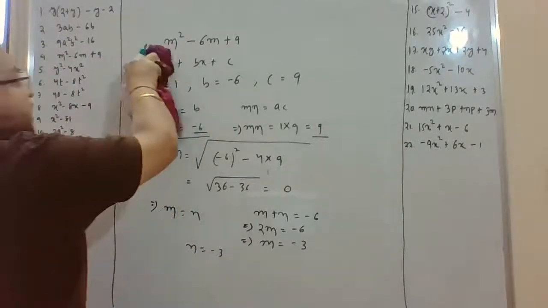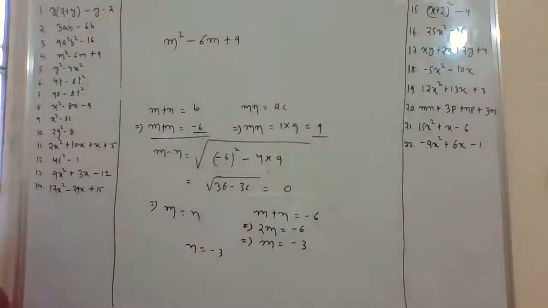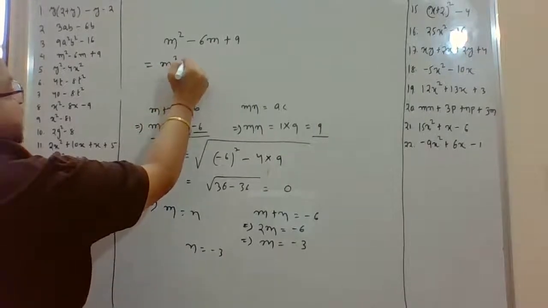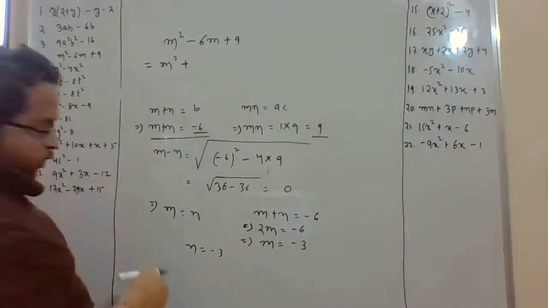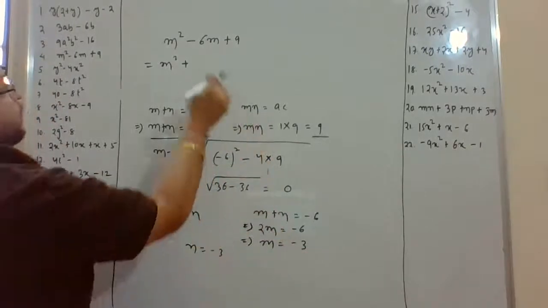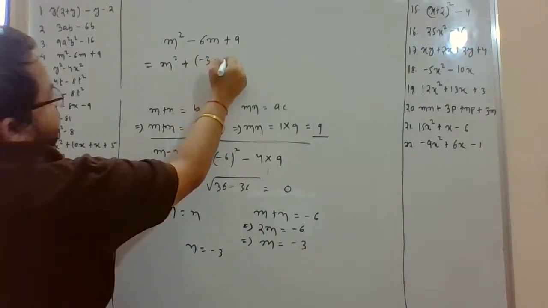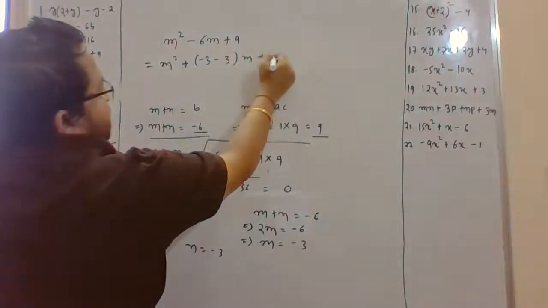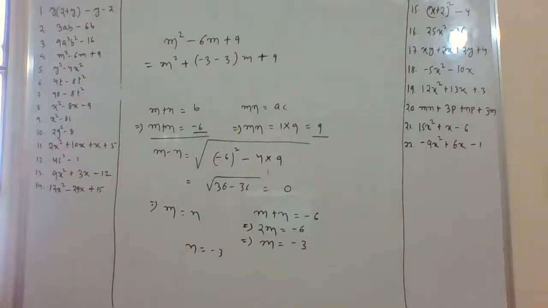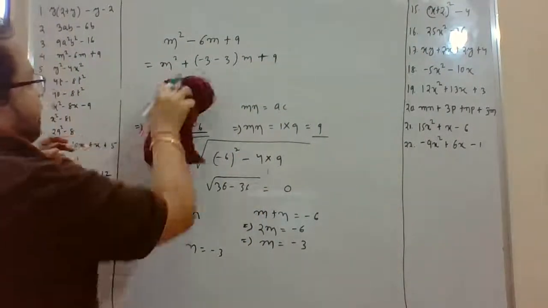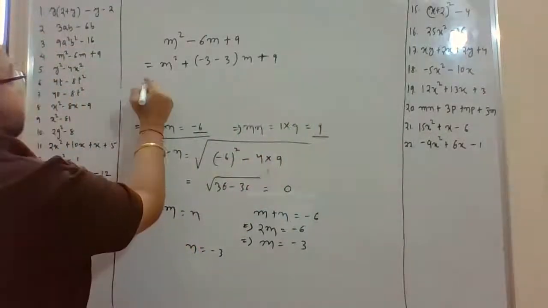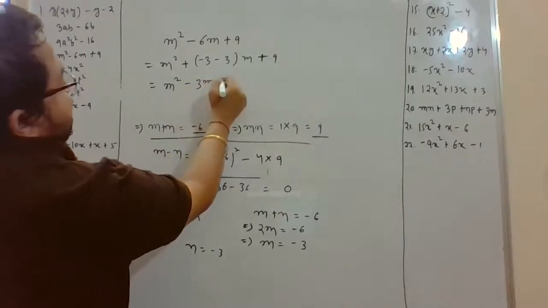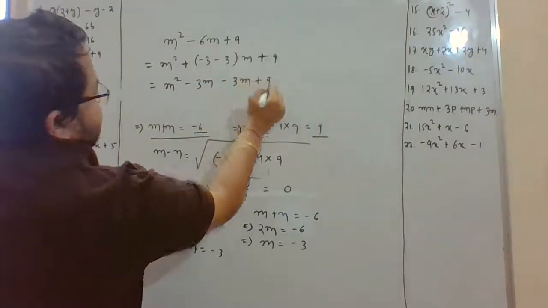Now I can rewrite this expression as m squared plus (a plus b) into m, right? So that is nothing but minus 3m plus, that is nothing but 9. Okay, so if we just further expand it, then this would be m squared minus 3m minus 3m plus 9.